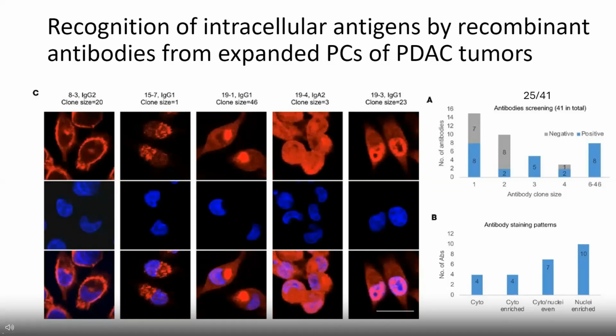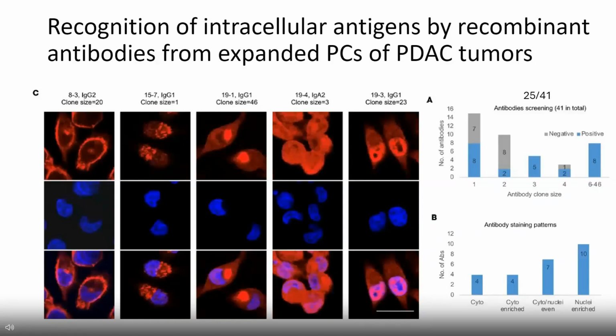For example, the first antibody, 8-3. By the way, the antibody names are a little random, but they have some pattern. The first number indicates which patient it is from, so this antibody comes from patient 8, and it is the third antibody from this patient. You can see this antibody shows an interesting cell-surface-like structure, and later we confirmed this structure is actually inside of the cell, so it is likely on the cell cortex. This antibody is also the biggest clone in patient 8, with a clone size of 20, and it is an IgG2 antibody.